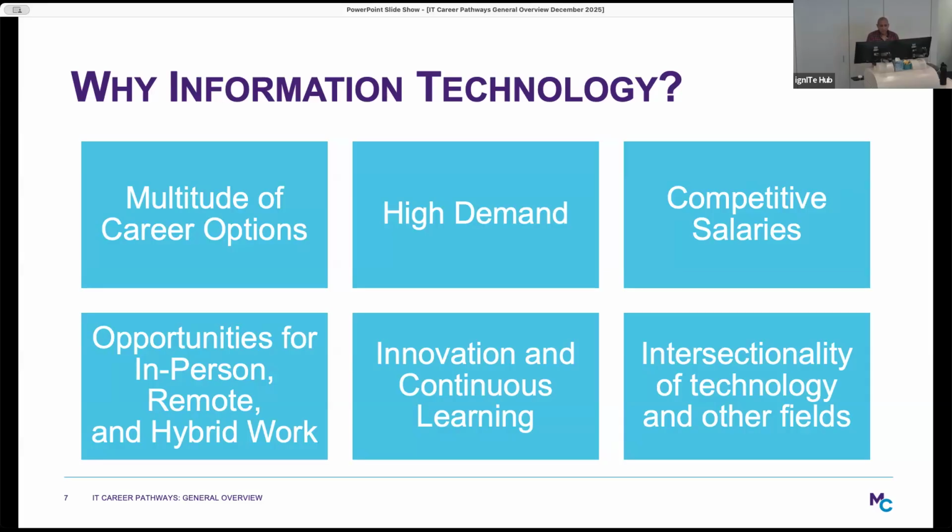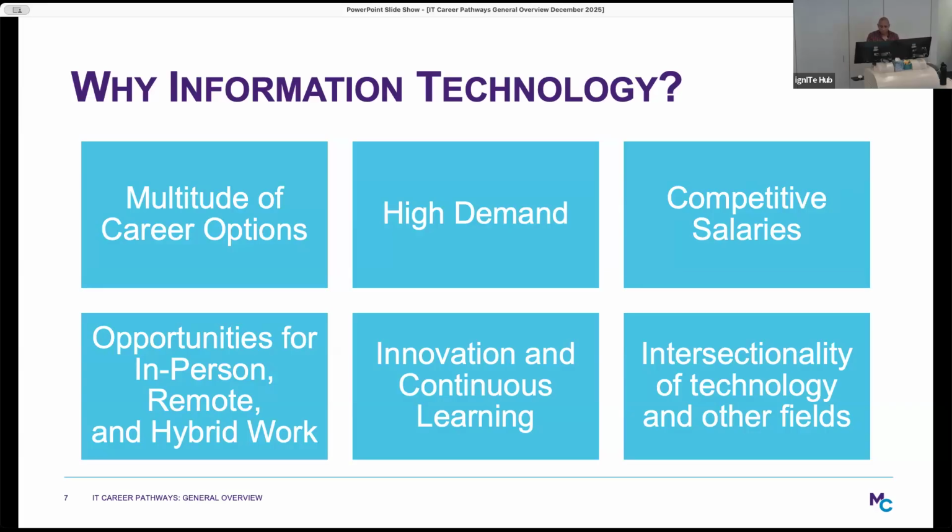The other thing is that there are opportunities for in-person, remote, and hybrid work, and that is very attractive for a lot of people. There are certain careers where there's no way they can be done remotely, right? So they can only be performed either in a hybrid environment or in person only.